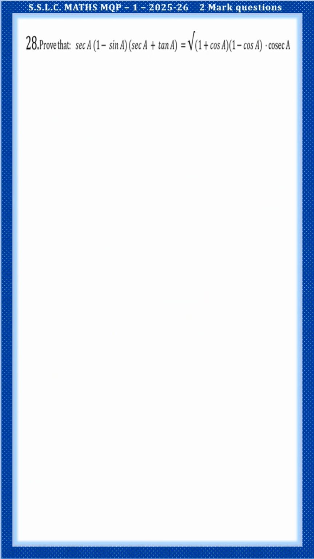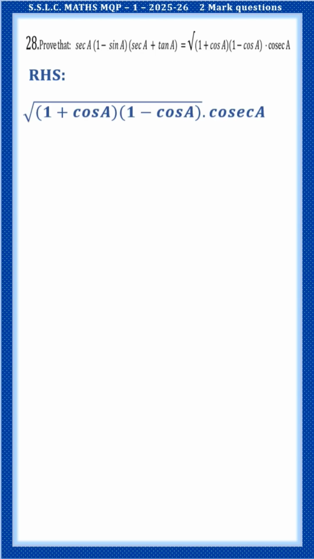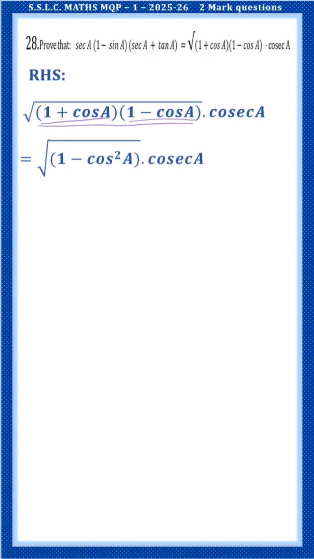Now let us concentrate on RHS. RHS is square root of 1 plus cos A into 1 minus cos A into cosecant A. These two expressions are inside the square root. Here we can multiply these two by using A plus B into A minus B, which is equal to A square minus B square. So this is equal to square root of 1 minus cos square A into cosecant A.